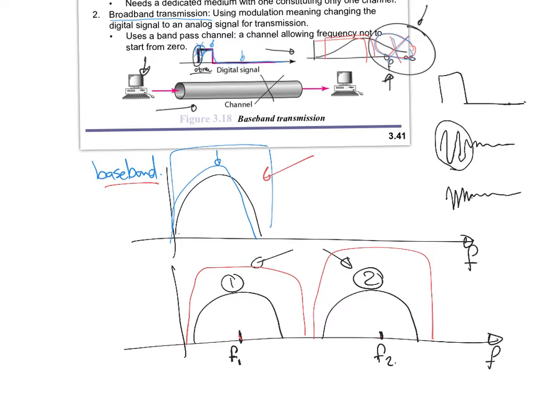So what is an example of broadband transmission? Any standards, any communication technology that uses broadband transmission. Okay, what else? What else? Any type of wireless communication uses broadband transmission.